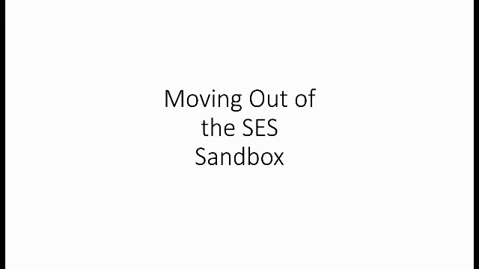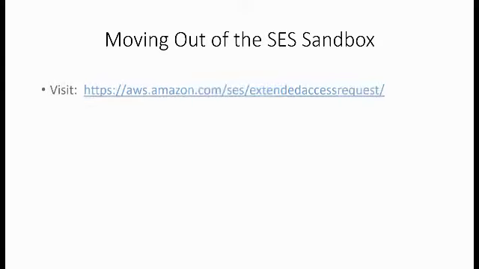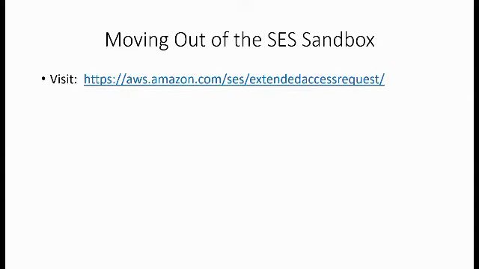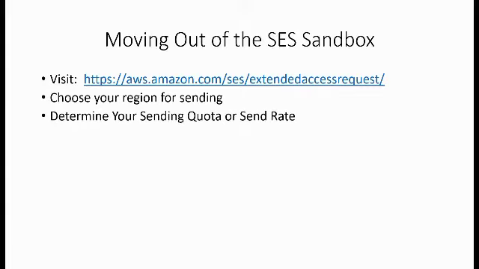Now, in order to begin using Amazon SES, you are going to need to move out of the sandbox mode. If you are still in it, you are going to need to go through a few steps. First, you're going to need to visit this particular link. This is where you're going to open up a request to move out of the SES sandbox. You're going to choose your region for sending, and then you're going to determine your sending quota or your send rate. You can actually request to be out of the sandbox and request a sending increase at the same time. So you can do that right here.